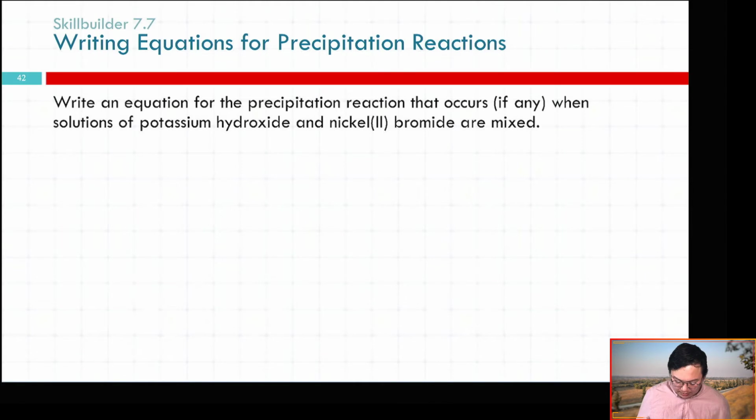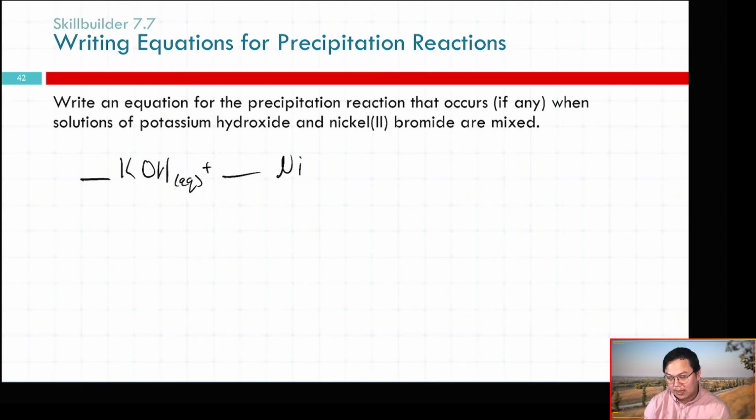So we're going to look at potassium hydroxide and nickel bromide. Let's write out our reactants. We know what those are going to be. Potassium, and then hydroxide is OH, aqueous. Leave a little space, and then we'll do nickel. And we know it's nickel 2. Bromide again is in the 7A, so it's a 1 minus charge.